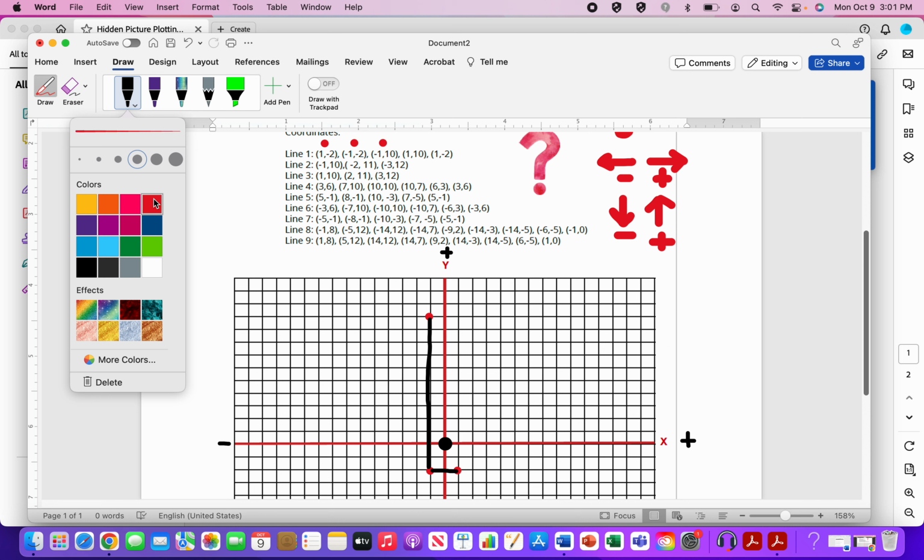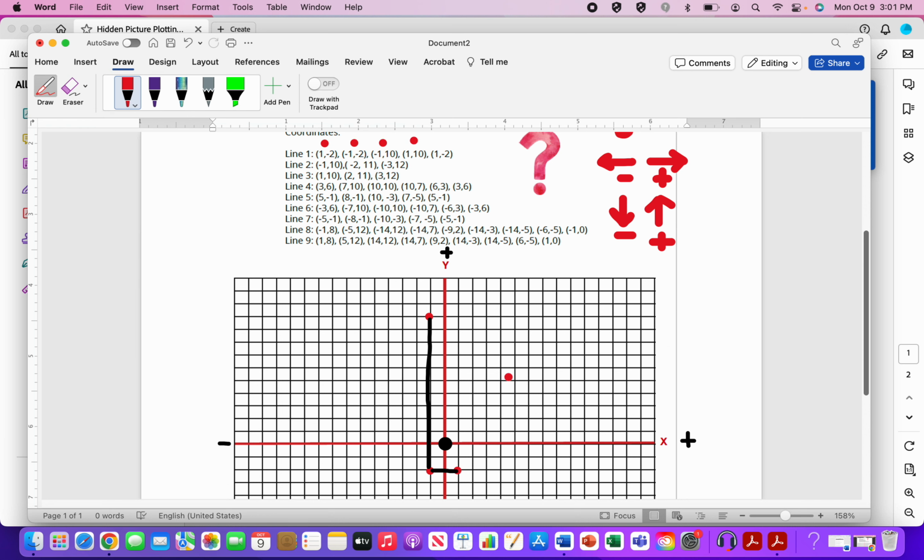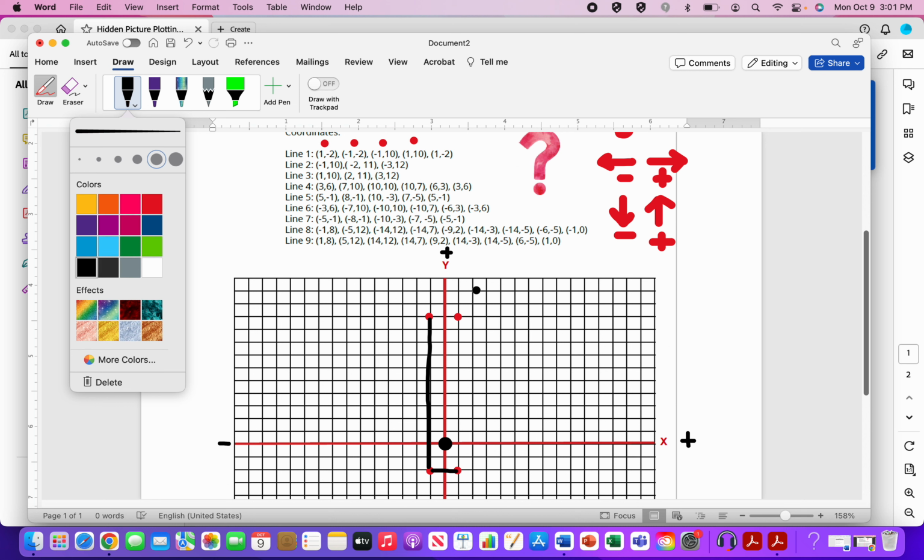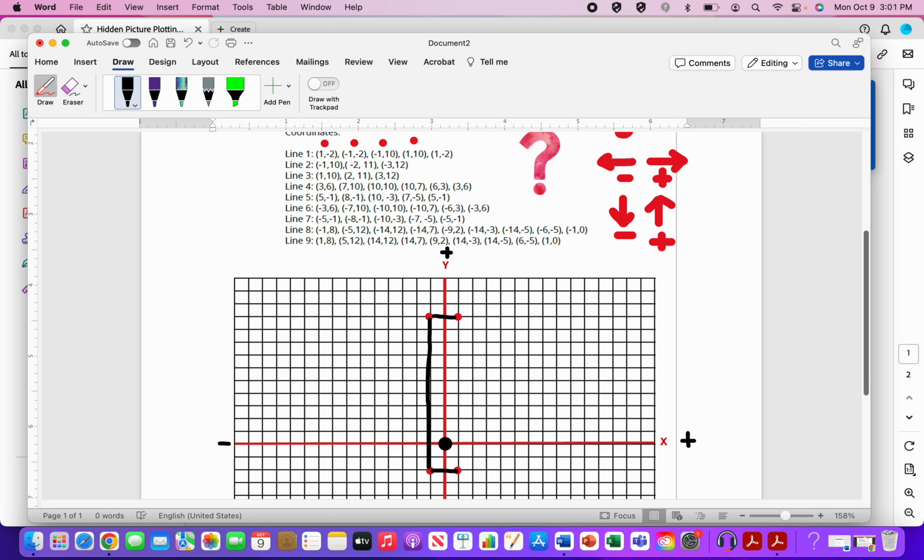All right. And then we will go on to the next one. It's positive 1, positive 10. Again, I start at the origin. I go to the right, positive 1, and up, positive 10. So both of those were positive. So now I connect this to the last dot that we had.